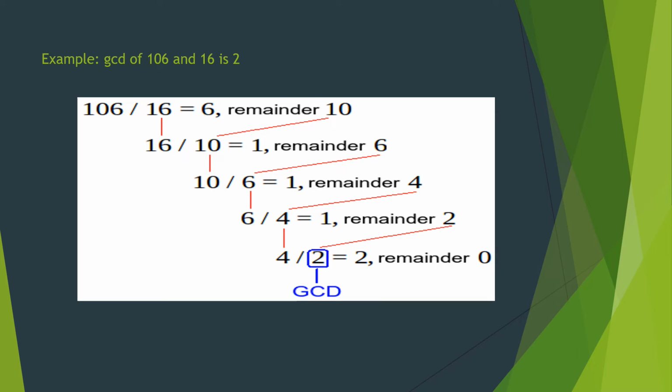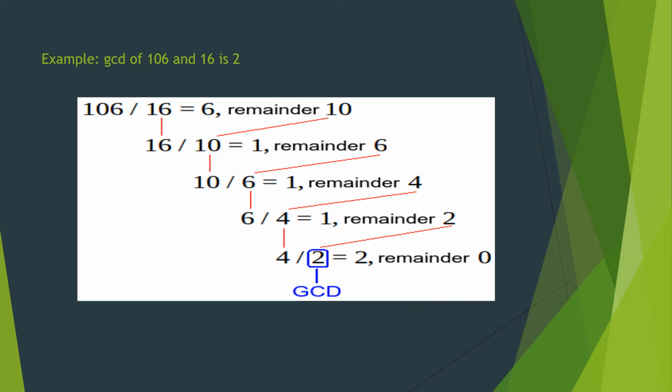So 16 divided by 10. So 10 ones are 10. So remainder will be 6. So 6 is a remainder. Then A is equal to 10. Then B is equal to 6 now. 10 divided by 6, 6 ones are 6. The remainder will be 4.